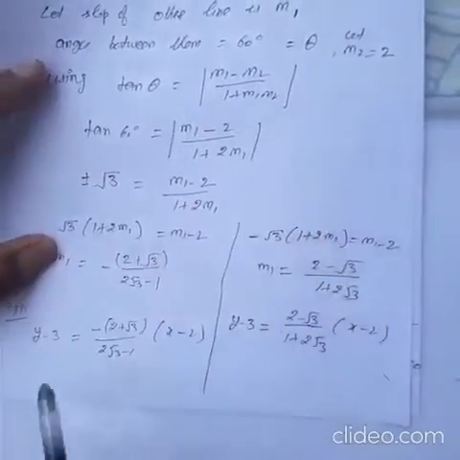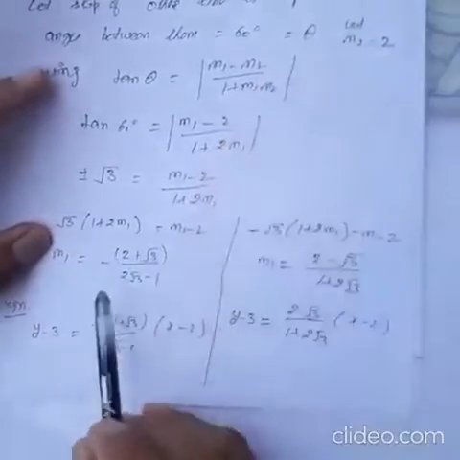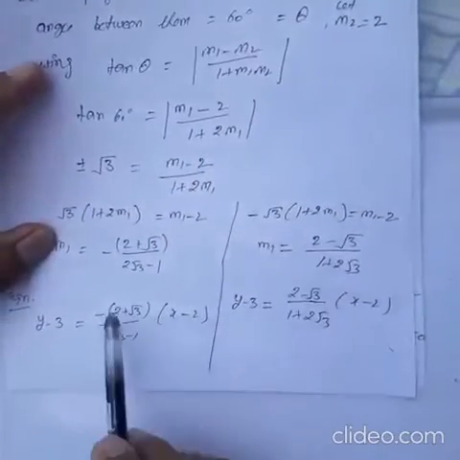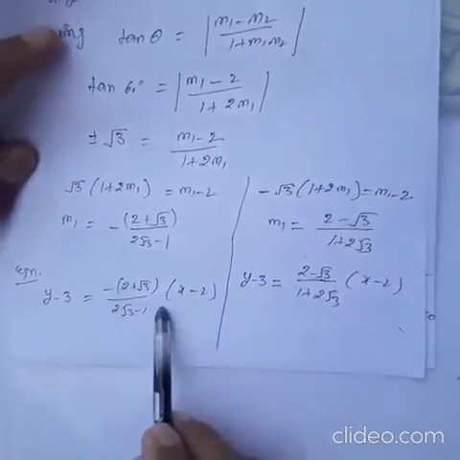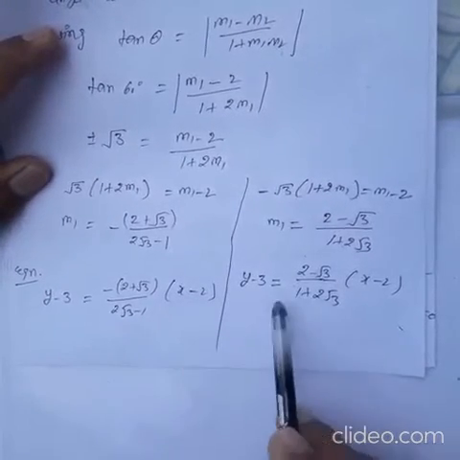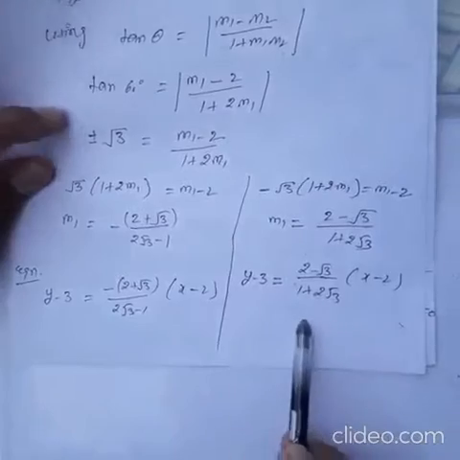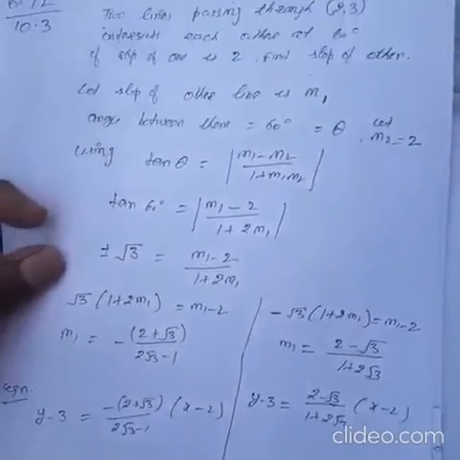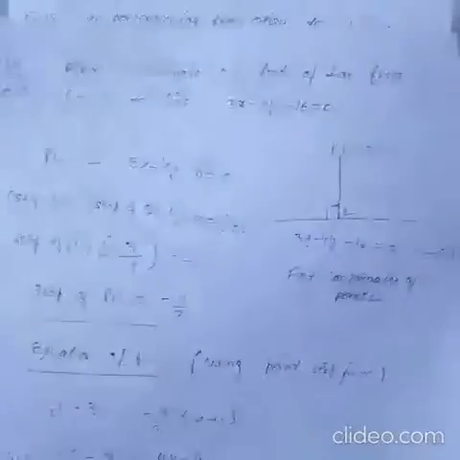So the equation of the line passing through (2, 3) having these two slopes. We will use the point and slope form of the line. This is the first equation, the first answer, and this is the second equation. So both answers are correct. I hope it is clear.